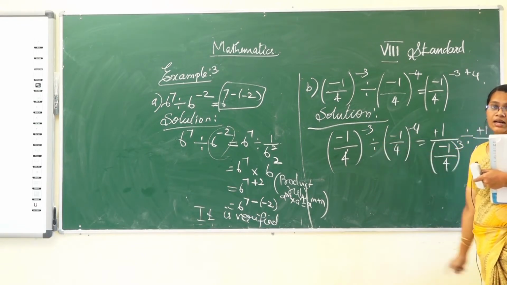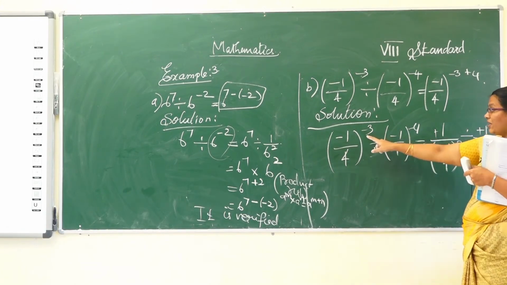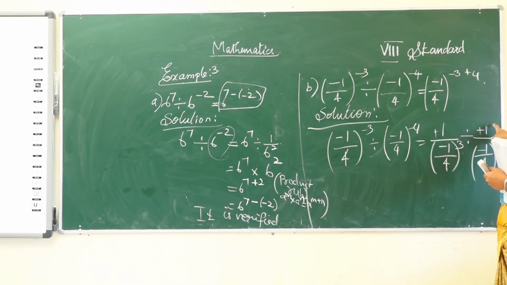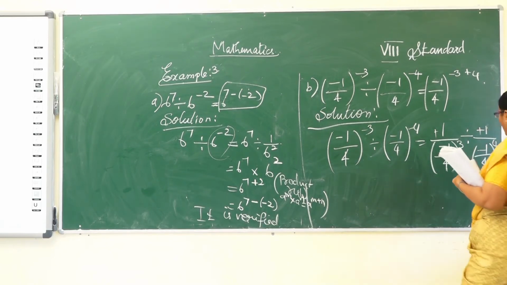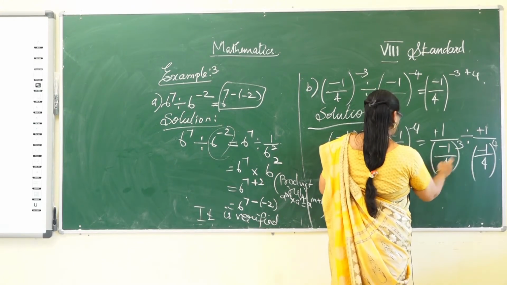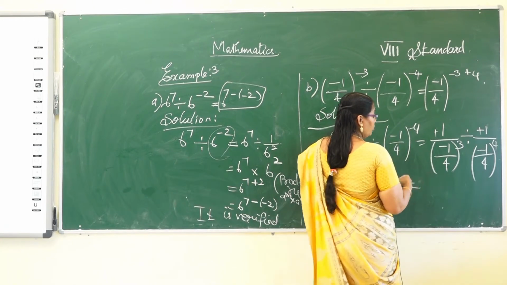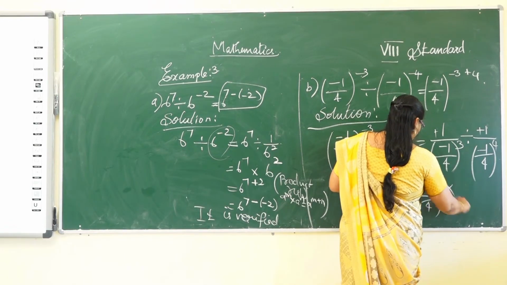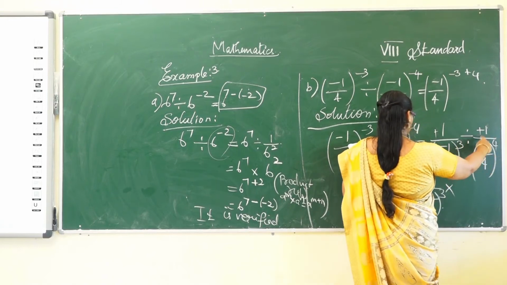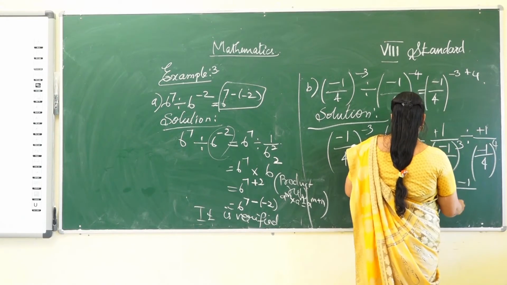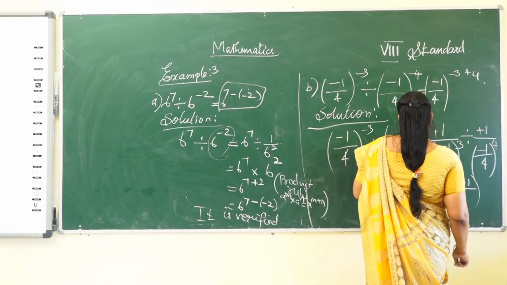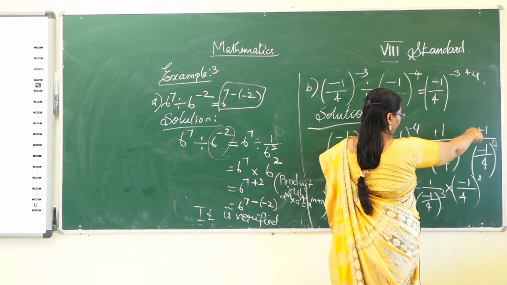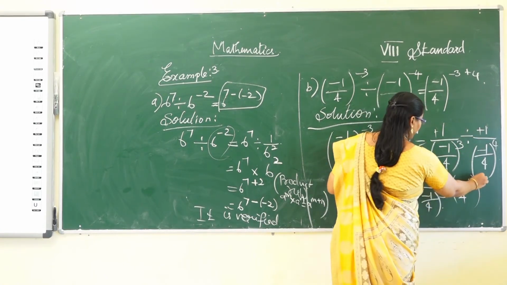Write the reciprocal, that is the negative exponent. So what is the negative exponent of (-1/4)^-3? It is 1 by (-1/4)^3, divided by 1 by (-1/4)^4. Now the division symbol changes to multiplication, so 1 by (-1/4)^3 into the reciprocal, which is (-1/4)^4.